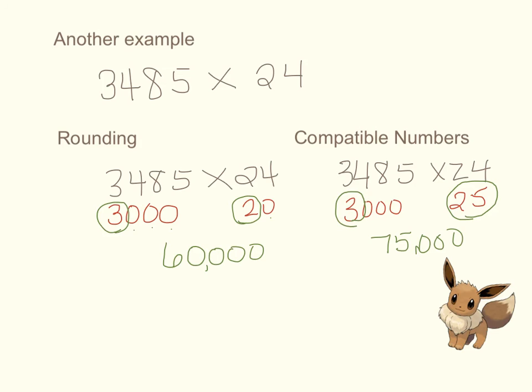Now it's time for you to do this yourself. You can keep watching this video over and over again until you get a good hang of it, and then figure out which way works for you. Do you prefer rounding? Do you prefer compatible numbers? Maybe you just interchange them both, depending on the number that's the multiplier.